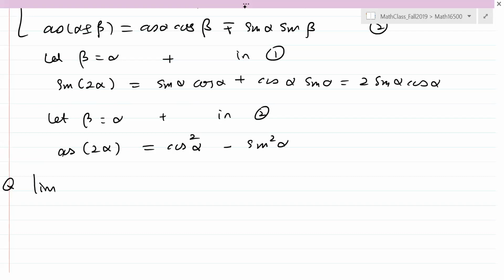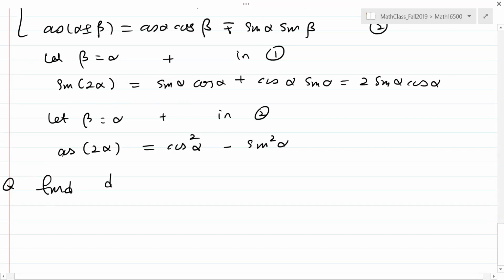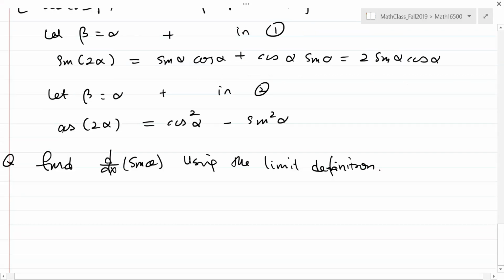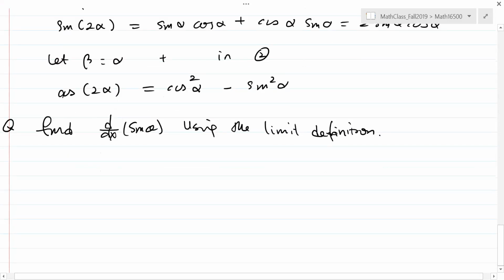All right, let's do the following exercise. Find the derivative of sine theta using the limit definition, because we don't have any formula here, right? We know the derivative of the power function x to the k is k times x to the k minus 1. But this is the second one we want to know. We are very curious about that. What is the derivative of sine theta?